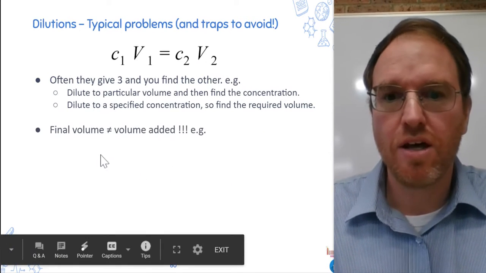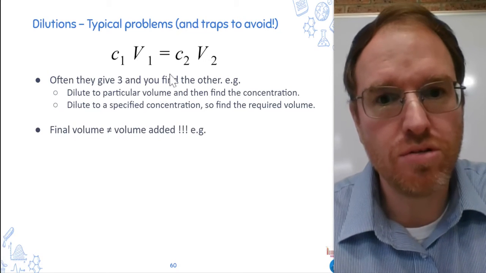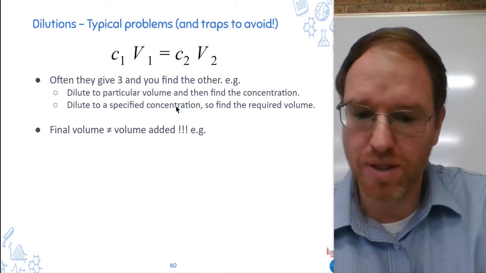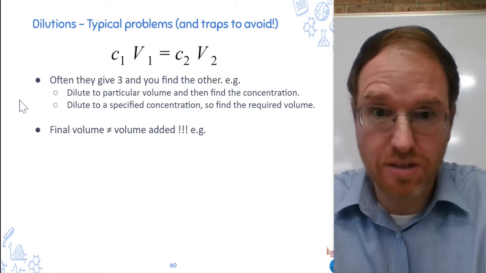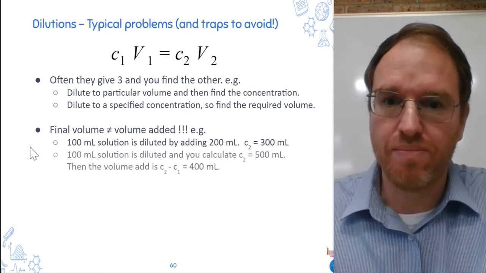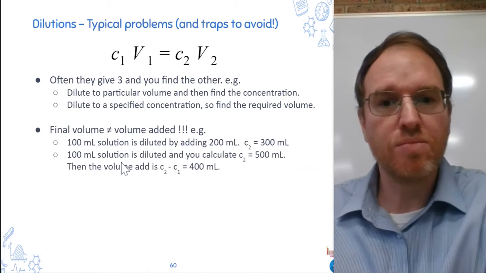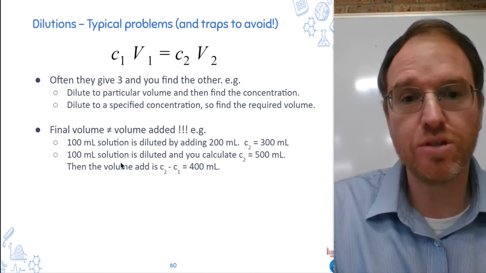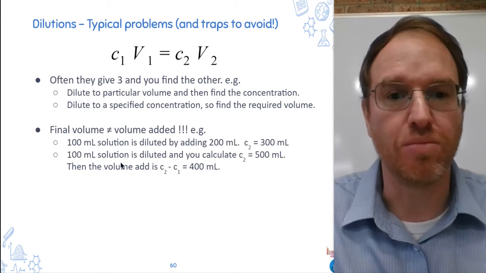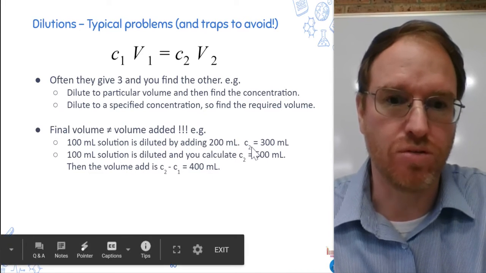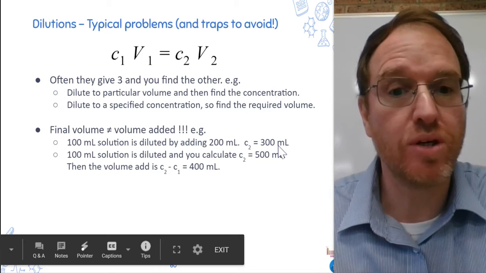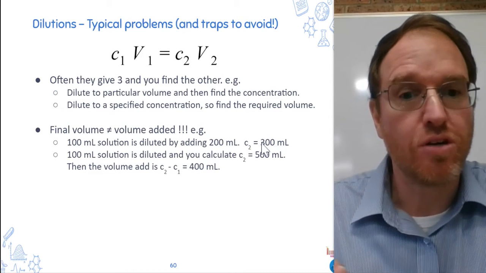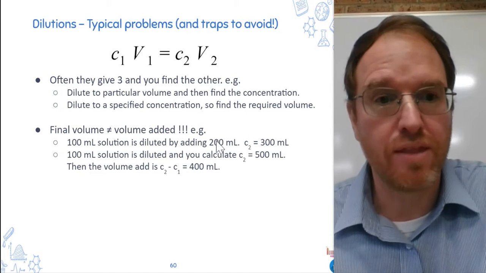A big one: the final volume, V2, is not the same as the volume we add. This is a big trick. If you're aware of it at the start, you won't make the mistakes. Here's 2 examples. If we take 100 mils of solution and we dilute it by adding 200 mils, what is the final volume? Sorry, that's meant to be V2. The final volume is 300 mils, the initial 100 plus the 200 we added. So the final volume is more than the volume you add.